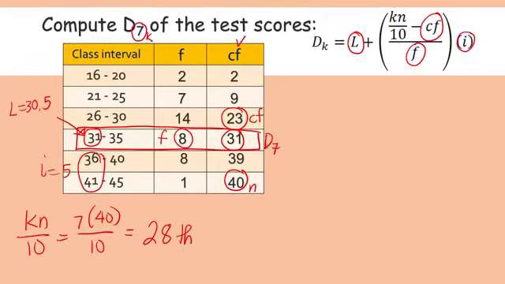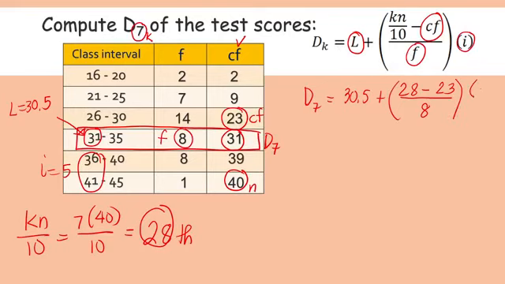So substituting everything to our formula, you'll have the lower boundary, 30.5, plus Kn over 10, that's 28, minus the CF, 23, divided by the F, 8, multiplied by I, which is 5. So let's do subtraction first. 30.5 plus 5 over 8 times 5. So what is 5 times 5 divided by 8?